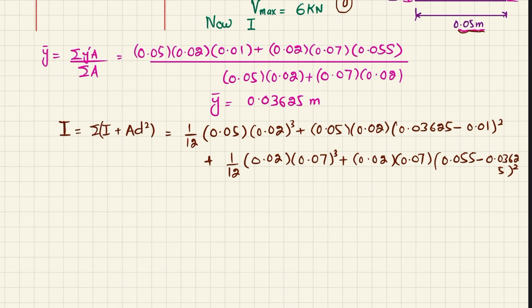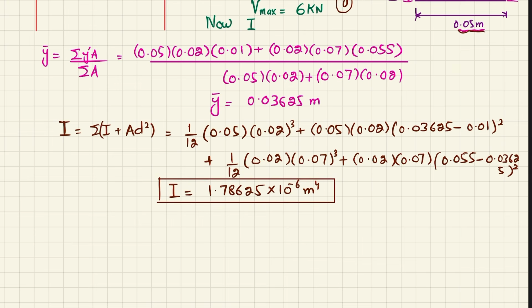So when you calculate it, you will get the moment of inertia of this inverted T beam comes out to be 1.78625 into 10 raised to power minus 6 meter 4. So this is I. Now we will find Q.